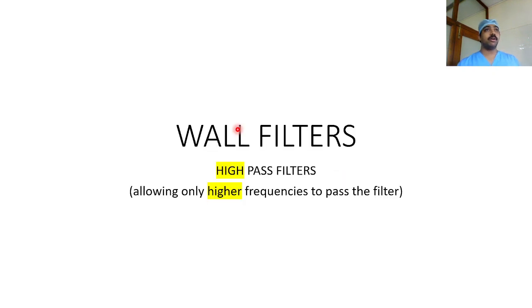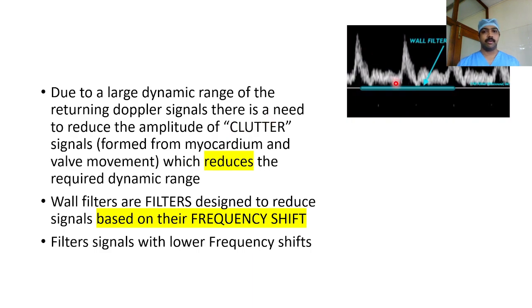So now coming to the wall filters. Wall filters we call high pass filters. That is, the low unwanted frequencies will be filtered out. So in the spectral Doppler, this is where we see the wall filter. If we increase the filter, there will be a small black gap between the baseline and this thing. So we'll see in the next picture.